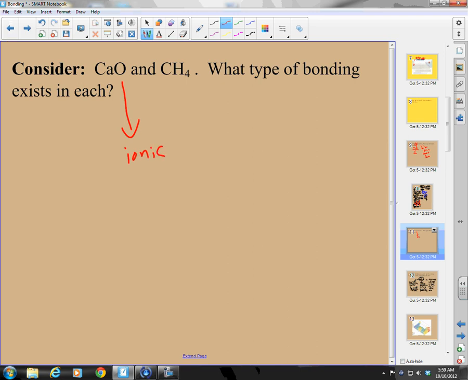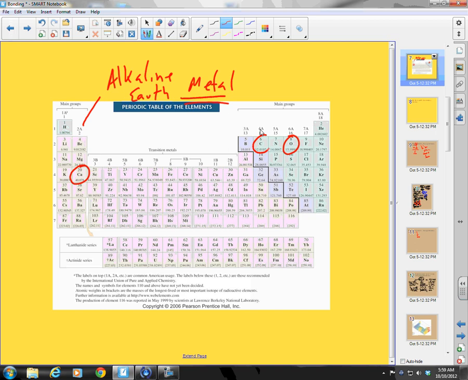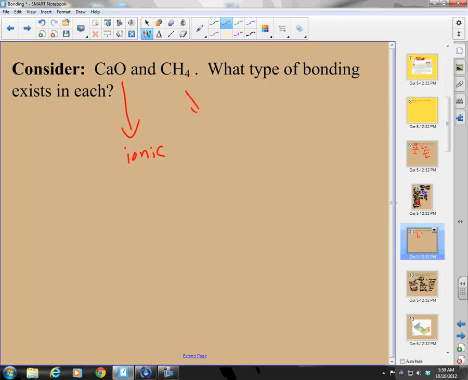Carbon. Where is carbon? Carbon is right here. That is certainly a non-metal. If I have a non-metal and a non-metal, I'm going to form a what? Covalent bond. Good. Moving forward.